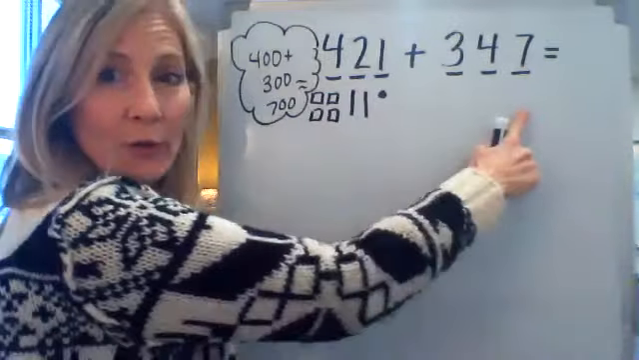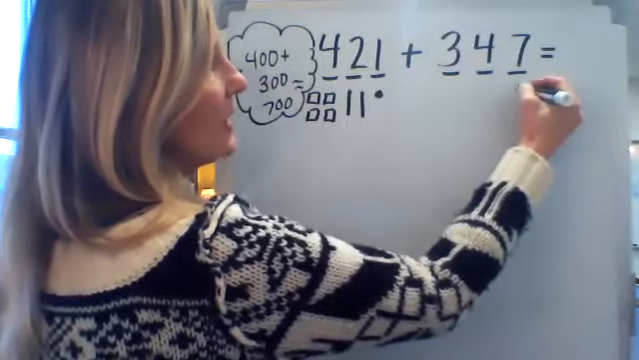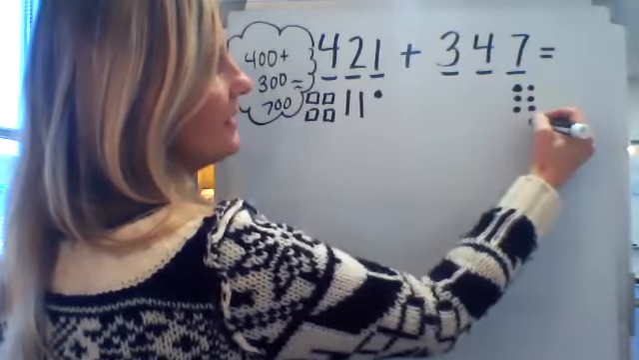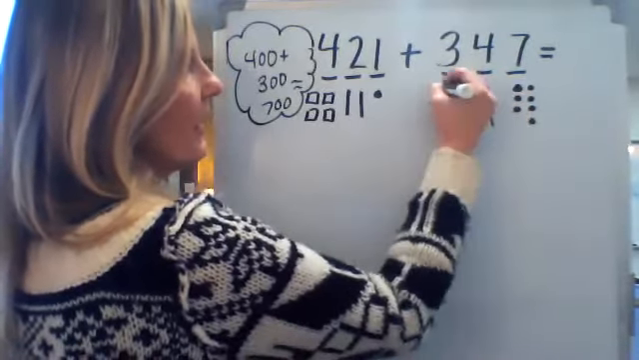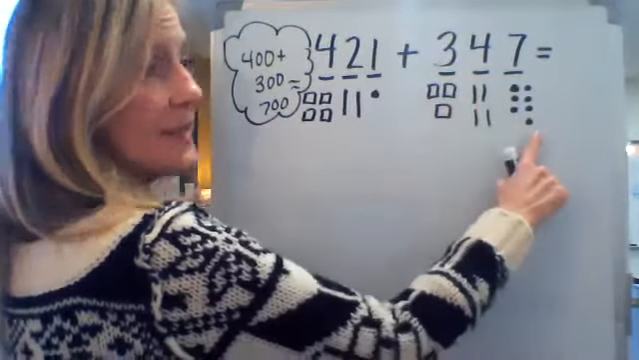Maybe on a piece of paper, you can already be trying to draw your blocks or your representations that match this number. 1, 2, 3, 4, 5, 6, 7. And then 1, 10, 20, 30, 40, and 100, 200, 300. 347.